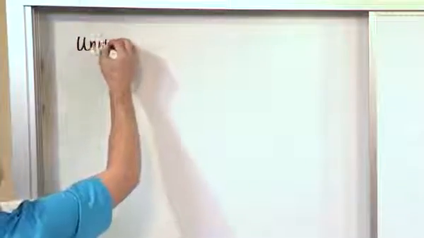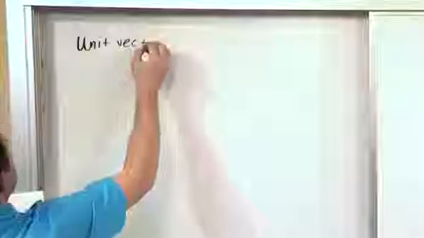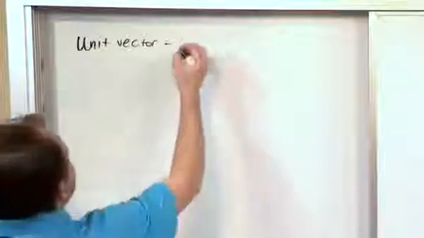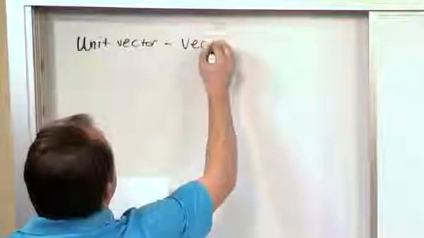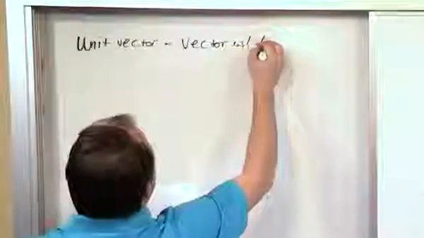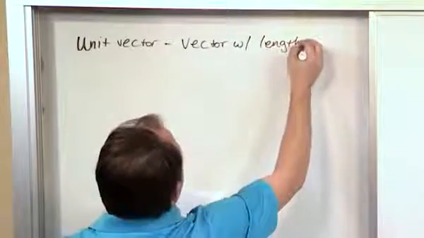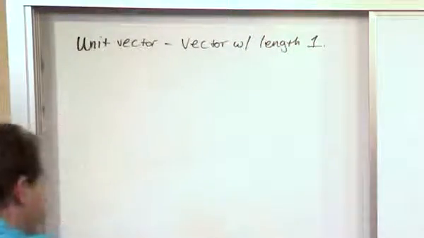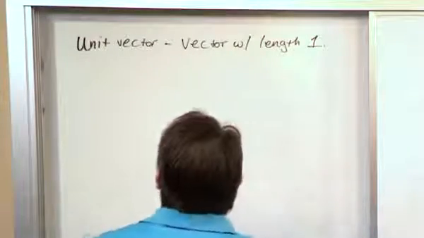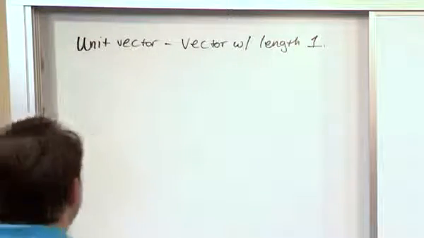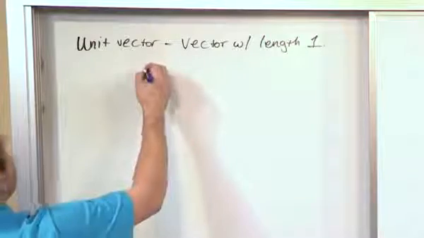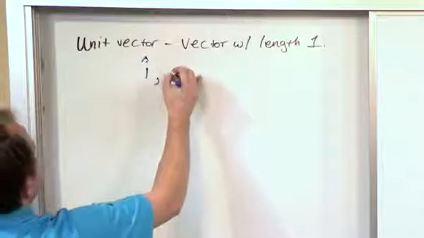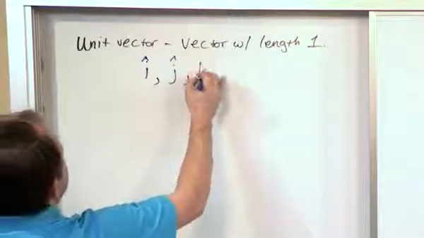So if I had to write that down, it would be called unit vector. The definition of a unit vector is just a vector with length of 1. That's all a unit vector is. Now, the unit vectors that we have been exposed to up until now in math are traditionally the i hat unit vector, the j hat unit vector, and the k hat unit vector.